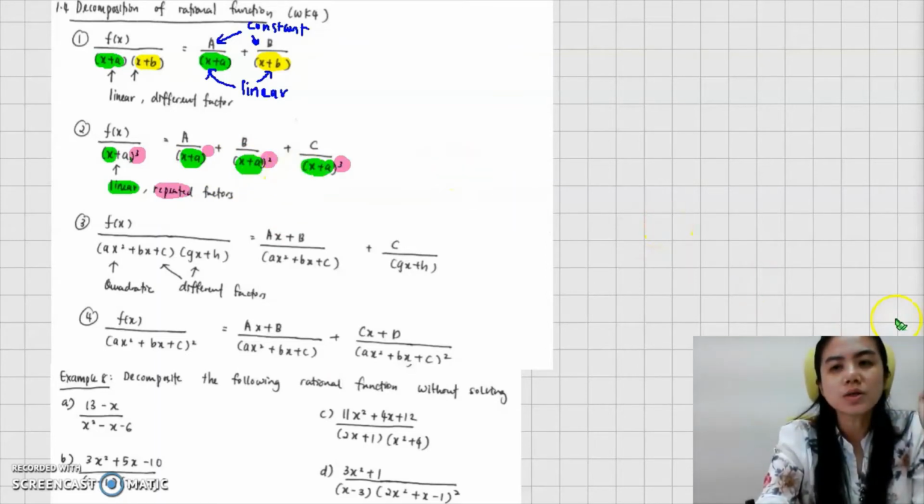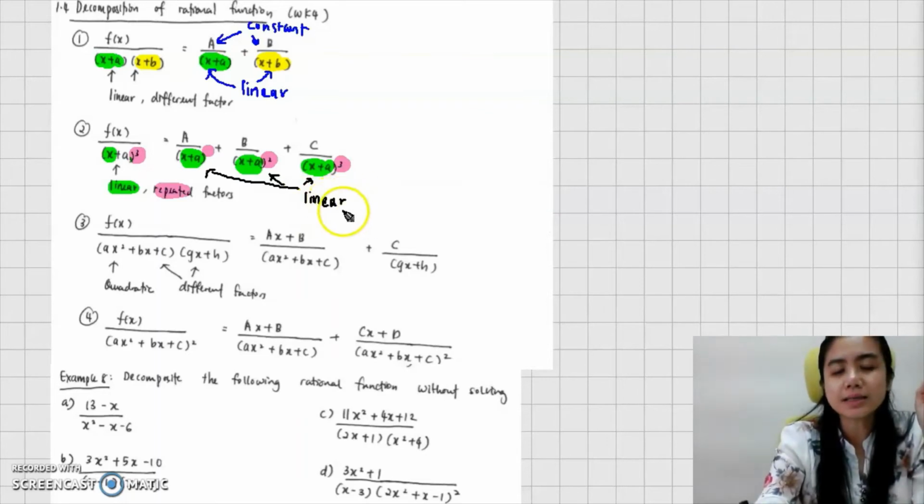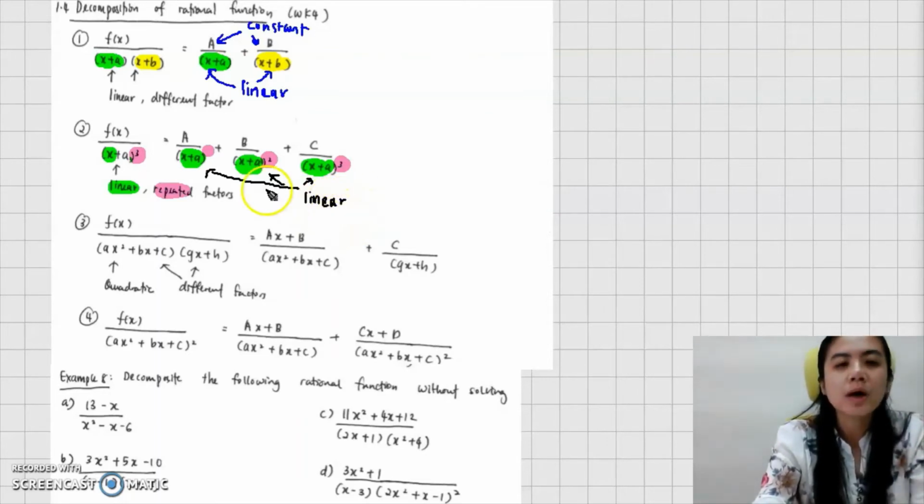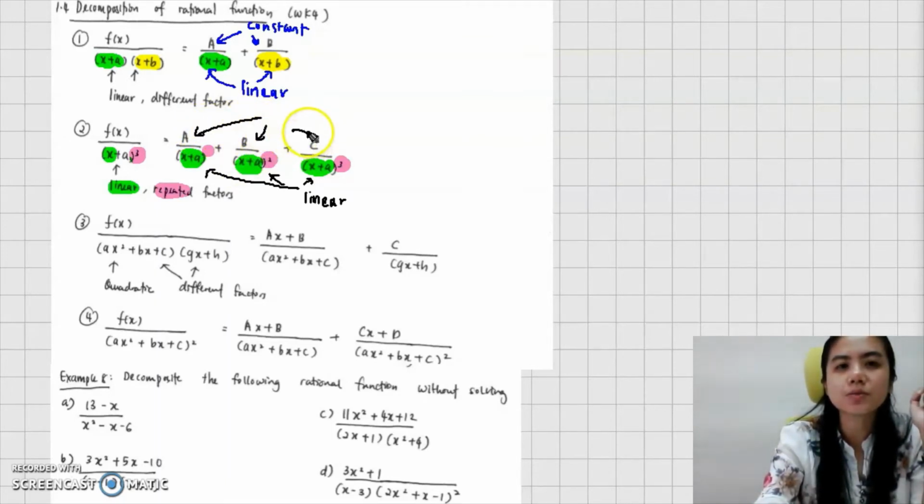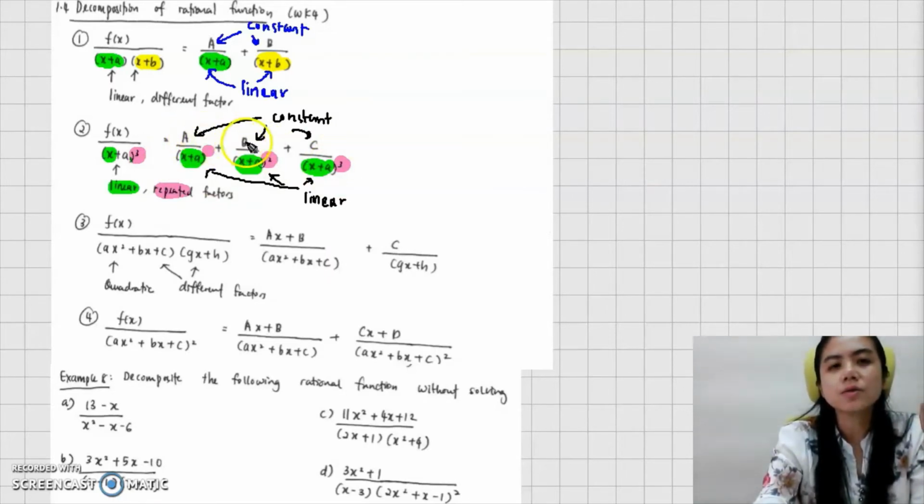Once you have identified the correct denominators, the next thing is you have to decide the numerators. Since all of them are linear, on the top it will be a constant. So this will be constant, this will be constant, and this will be constant also. To denote the differences, I begin with the letter A and go until C.